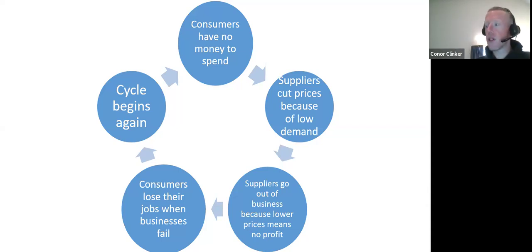Now, if those 10 people that just got fired are not going out to the movies, the movie theater in this example is the supplier. What are they going to do? No one's buying tickets to the movie. Well, they're going to need to cut prices. They're going to need to lower the price of what they're selling to try to get people to come buy the thing.